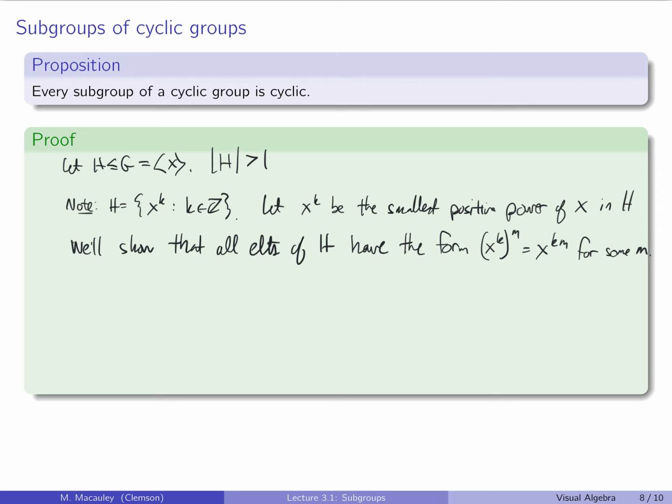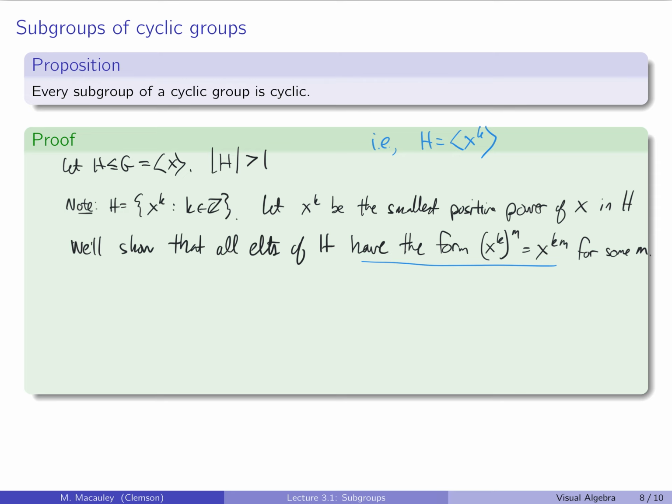So we're taking the smallest positive power of x. And when I say we'll show that all elements have the form, that really just means that H is generated by x^k. And m could be positive or negative. So how are we going to do this?